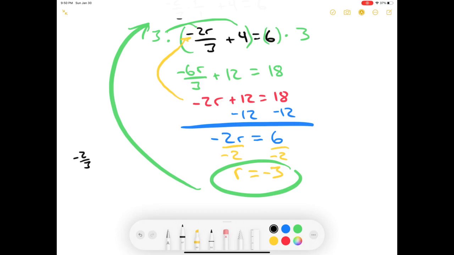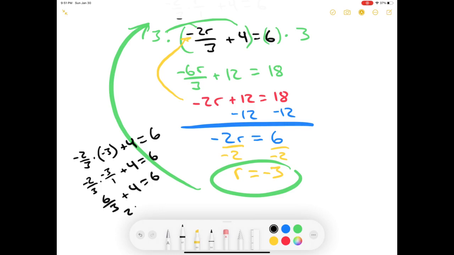So I've got negative 2/3 times negative 3 plus 4 equals 6. So negative 2 times negative 3 gives me a positive 6 over 3 after I work this out. Plus 4 equals 6. 6 divided by 3 is 2. 2 plus 4 equals 6. 6 equals 6. Check.